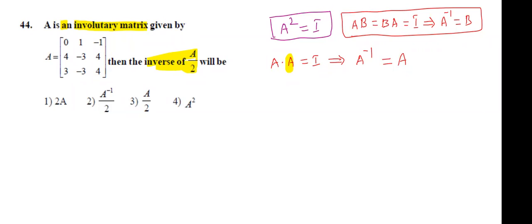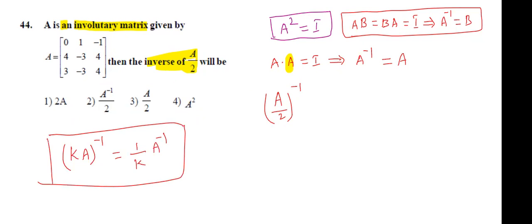But here, it is the inverse of A by 2. Then what can we write? A by 2 whole inverse. This is what they are asking. We know the formula: K A whole inverse is 1 by K into A inverse. Yes or no? This is the formula, where K is a constant. So here 1 by 2 into A inverse. 1 by 2 means what? 2 only now. 2A inverse.